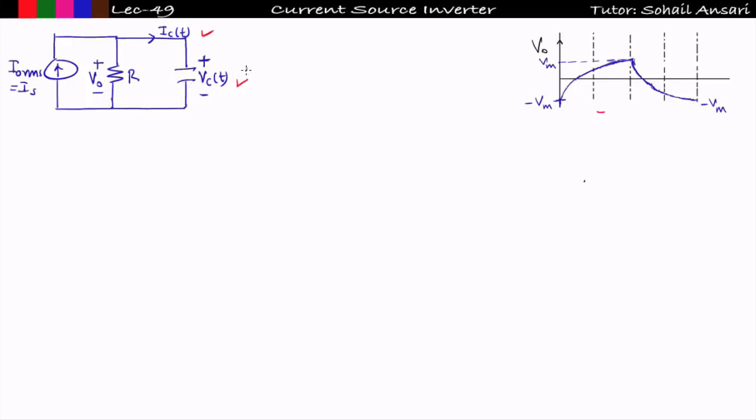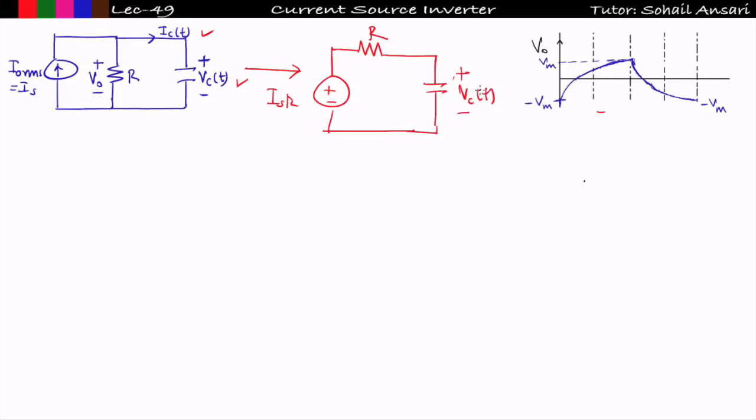So I will use source transformation and make the voltage circuit. See here, this is a current source in parallel with a resistor. I can do the source transformation by making a voltage source equal to Is into R, and in series with the voltage source R is connected, and this is my capacitor. Is it fine? And this is my Vc of t and this is my Ic of t. I can write like this just by doing the source transformation. So this is the series RC circuit. Now it is easier to find the response across the capacitor.